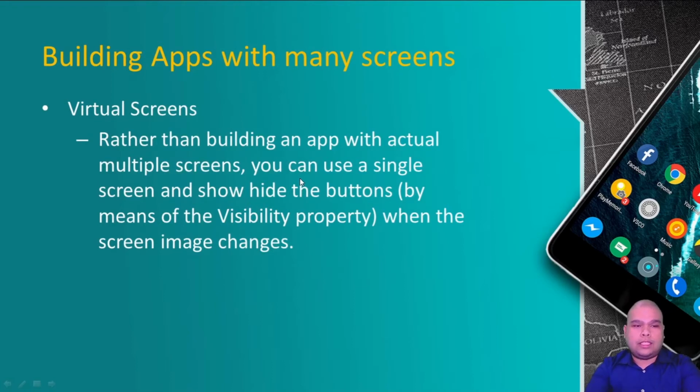We have virtual screens. Rather than building an app with actual multiple screens, you can use a single screen and show and hide the buttons by means of the visibility property. So when the image changes. Virtual screen is basically creating a screen within a screen. Not actually a screen, but it will be using vertical and horizontal layouts as replacement to the screens. Instead of opening screen 1 to screen 2, what you're going to do is you'll be playing with the visibility. It's either the vertical layout is visible or invisible.